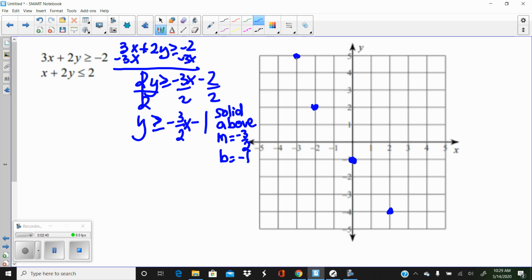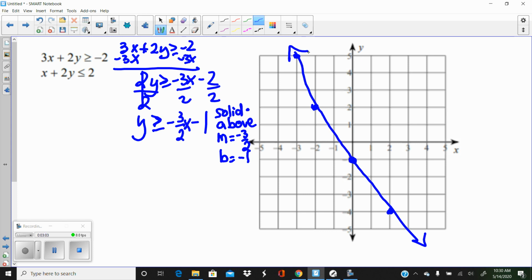Okay, and we know here that it's going to be a solid line. So let's see if I can get a solid line in here that looks relatively decent. Okay, that looks off. Why does that look off to me? I think my graph is a little crooked. So here we go. There we go.